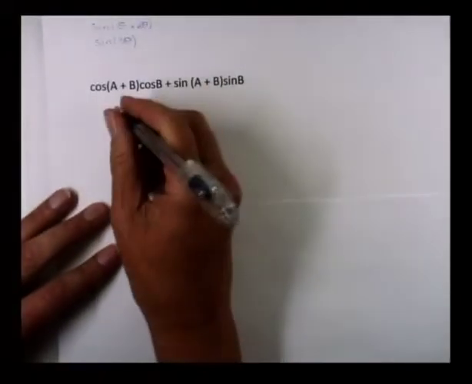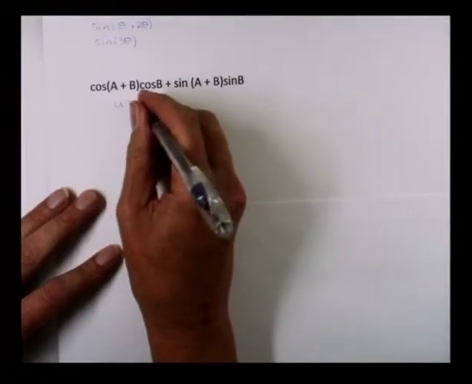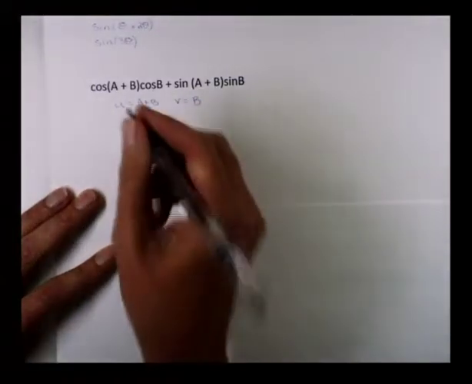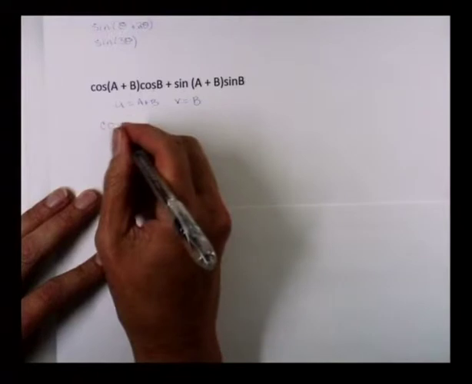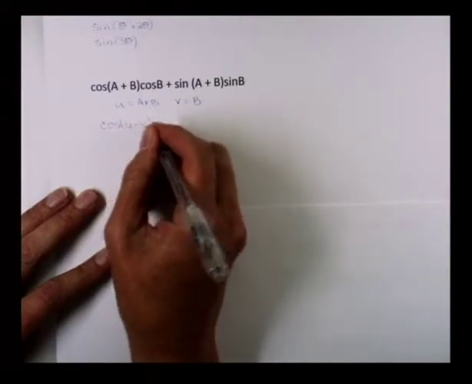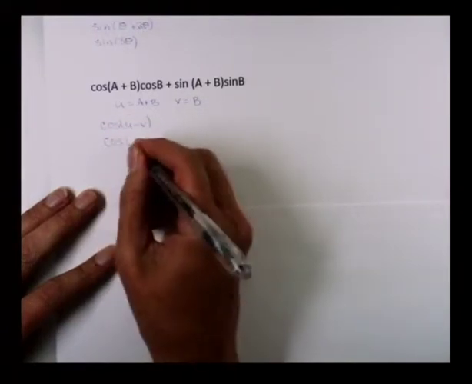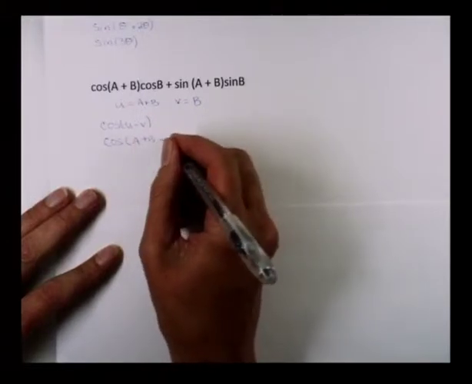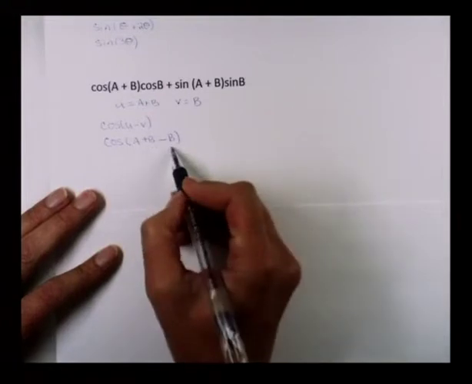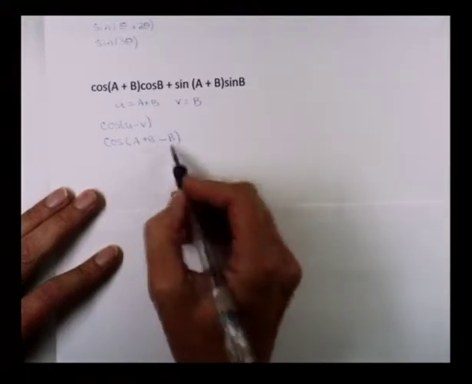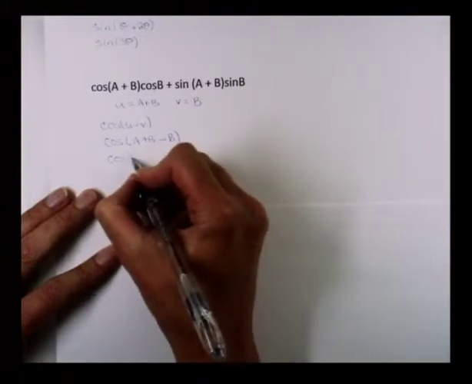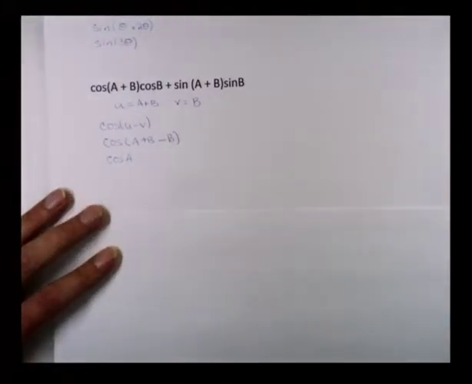So in this problem, u is equal to the quantity a plus b, and v is equal to b. So I'm going to substitute that into cosine of u minus v, and I get the cosine of a plus b minus b, and I'm going to simplify. So I have a positive b and a negative b, so I end up with just the cosine of a, and that one would be considered simplified.